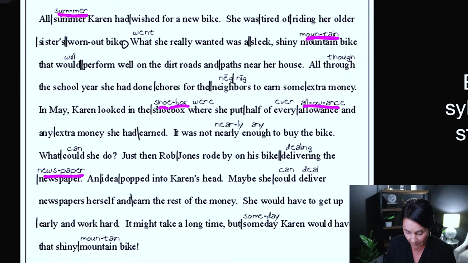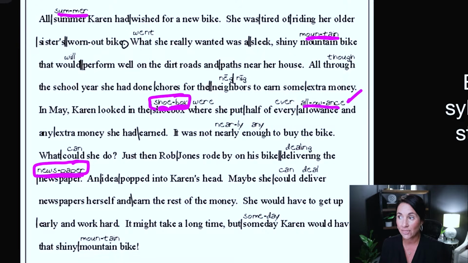When I say morphology, morphology is breaking up words into smaller pieces so you can sound them out either by syllables or compound words. You can see here newspaper. He breaks up that compound word. Shoe box. He breaks up that compound word. And then you go to other words like summer, mountain, and allowance. Look at this word here. That's a big word, right? And he's just a third grader. So allowance. He used syllables there to break it up and he did it correctly.